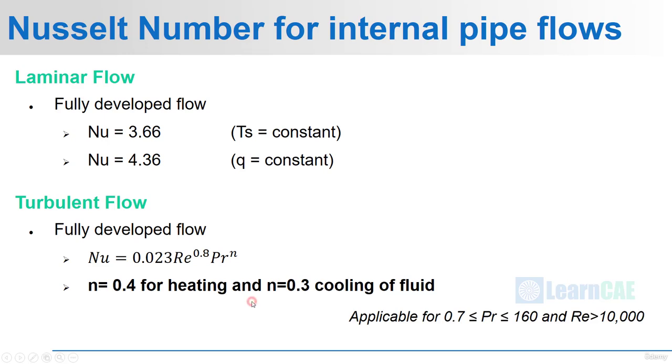Okay. And this is applicable for Prandtl number between the range 0.7 to 160, and Reynolds number should be greater than 10,000, that is in the turbulent flow region. Okay. Next, let us solve some theoretical problems based on this formula and compare the results with CFD analysis.